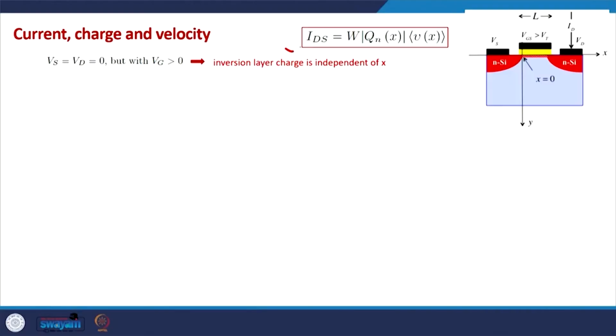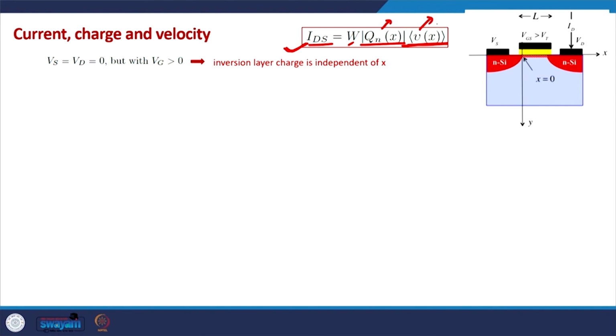The book by Streetman and Banerjee is a good one if you want a recommendation, or a book by Robert Pierret is also a good one. So let's quickly see how the MOSFET IV characteristics is traditionally derived. The starting point is a fairly general form of current in a MOSFET. IDS, the drain current, depends on the charge in the channel and the velocity at which this charge moves, multiplied by the width. So what we need to find out is how much charge is there in the channel and the velocity at which it moves.